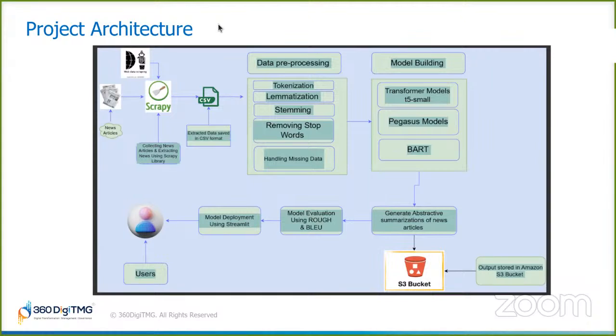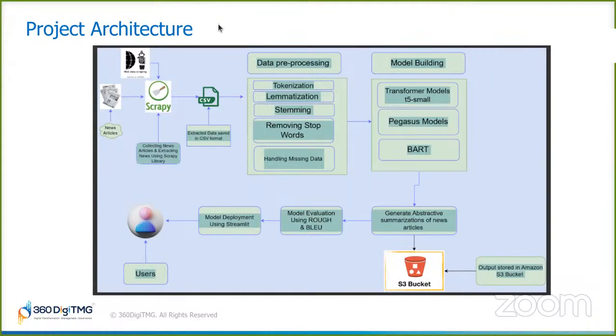From these websites, we have extracted the information and stored it in a CSV file. From that CSV file, we did the data pre-processing. The pre-processing includes tokenization, lemmatization, stemming, and removing stop words. So this is the data pre-processing that we did.